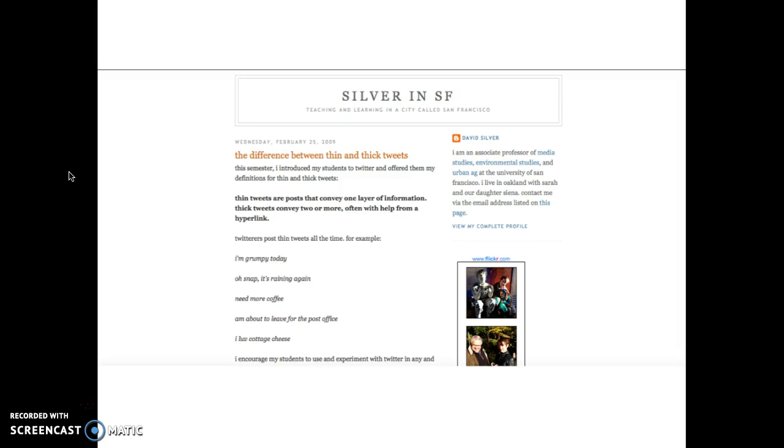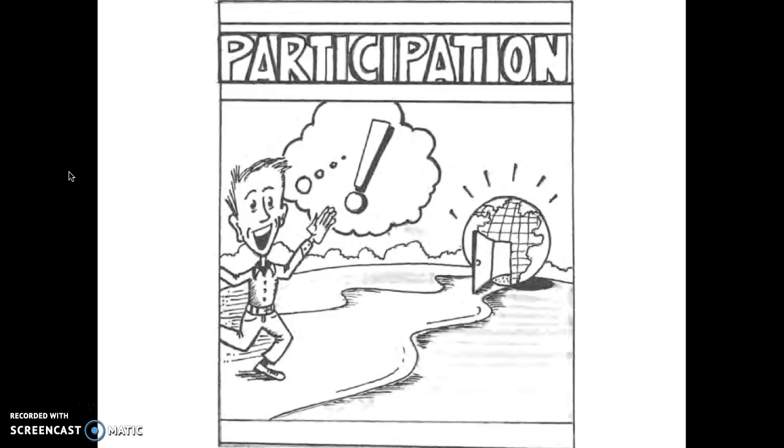One of the first things we did in class was learn about Twitter. We read an article by David Silver titled "The Difference Between Thin and Thick Tweets." Here he discussed how thick tweets convey 2 or more layers of information. They often include a hyperlink that takes readers from Twitter to another source of information. He further went on to say that he was trying to teach his students how to craft creative and to-the-point thick tweets that attract other people's attention.